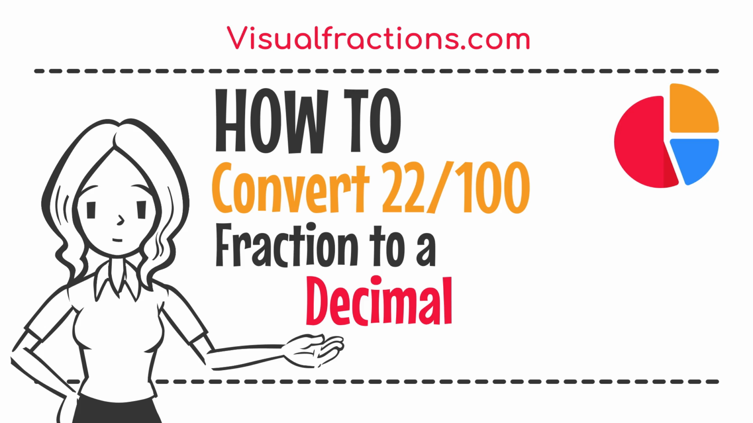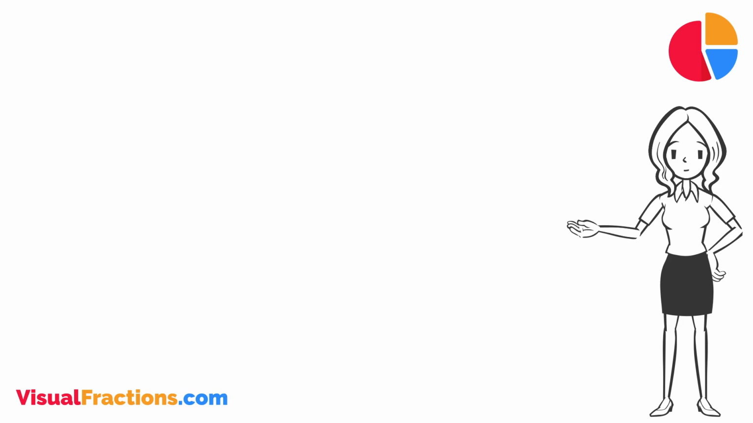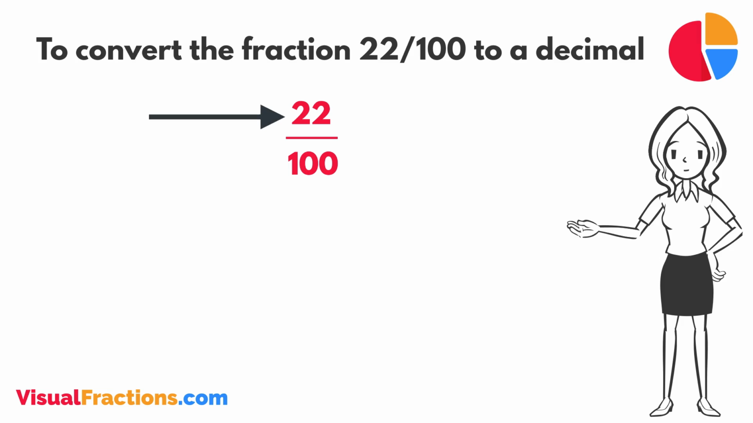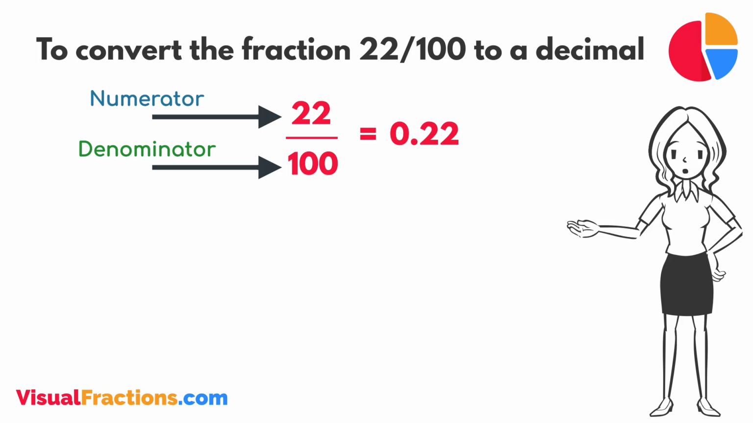Today, we're going to explore how to convert the fraction 22/100ths to a decimal. To convert the fraction 22/100ths to a decimal, all we need to do is divide the numerator, the top number, by the denominator, the bottom number. So, we simply divide 22 by 100. The answer we get is 0.22.